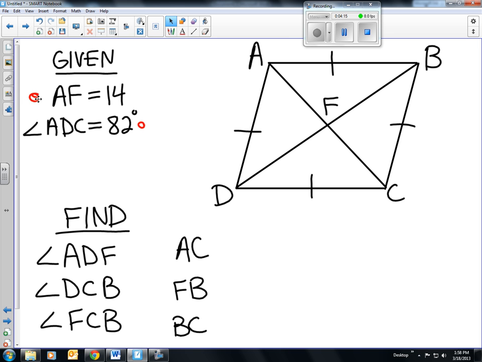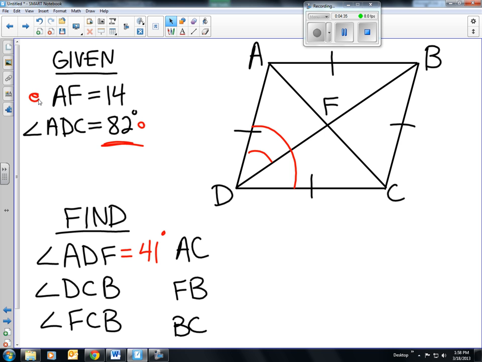Angle ADF, which would be this angle here, what's that going to be congruent to? Well, that's going to be half of angle ADC. It's going to be half because the diagonal is bisecting that angle. So half of 82 here would be 41 degrees.